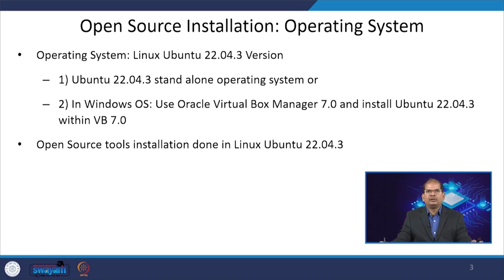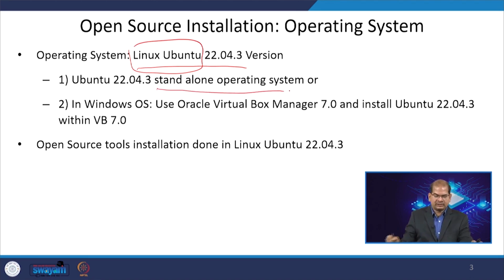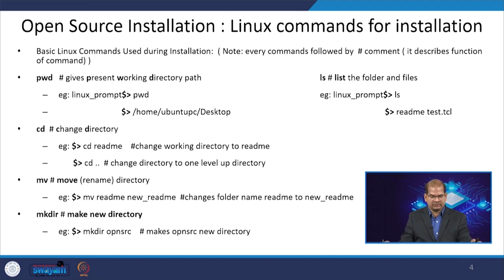For installing the open source tools, we have two options available, but the operating system needed is Linux Ubuntu 22.04.3 version. Basically, Ubuntu Linux is essential for installing these open source tools. Either you can install it standalone as an operating system, or if you have a Windows machine, you install the Oracle VirtualBox and install Ubuntu inside that VirtualBox.